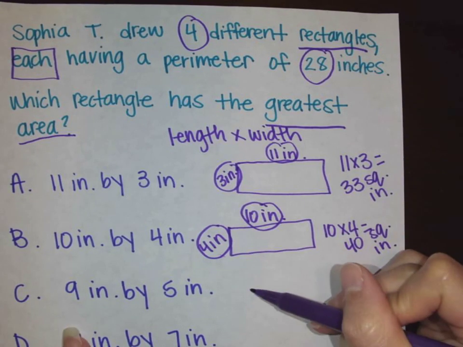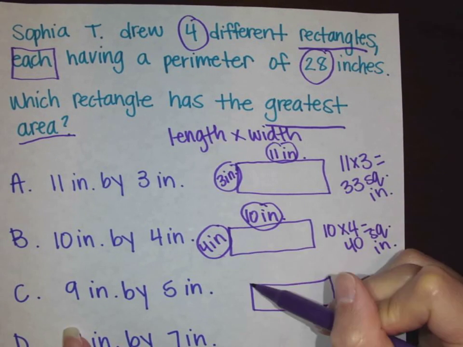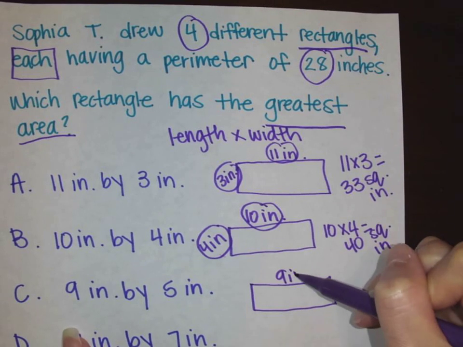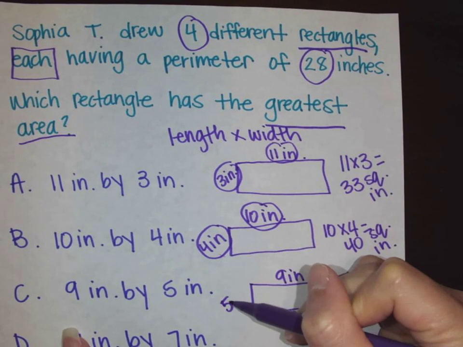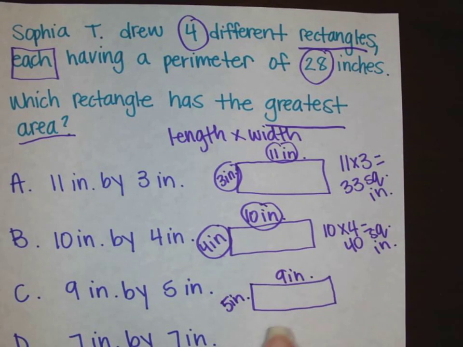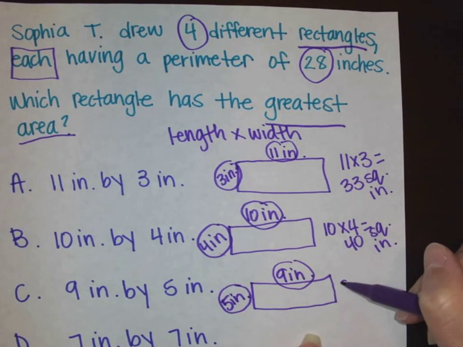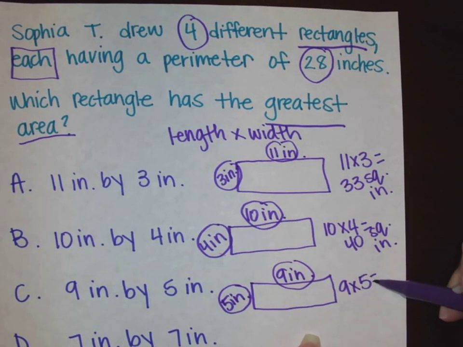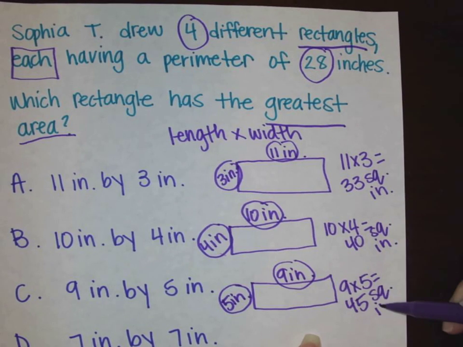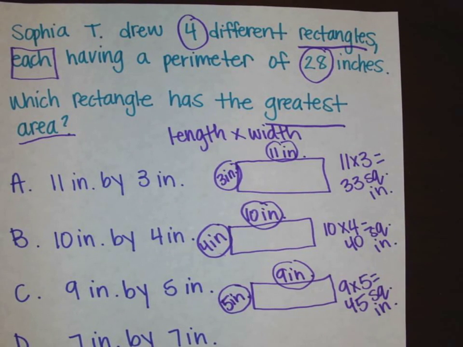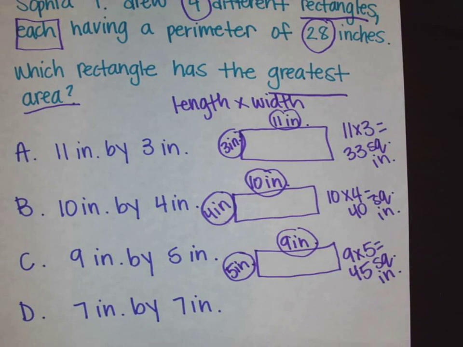Look at C. 9 inches. That has to be the long side by 5 inches, the width, the shorter side. Think, what is 9, the length, times this width? 9 times 5 is 45. 45 square inches. Remember, we're solving for area. We cannot forget about our unit, which is inches. We cannot forget about the square.